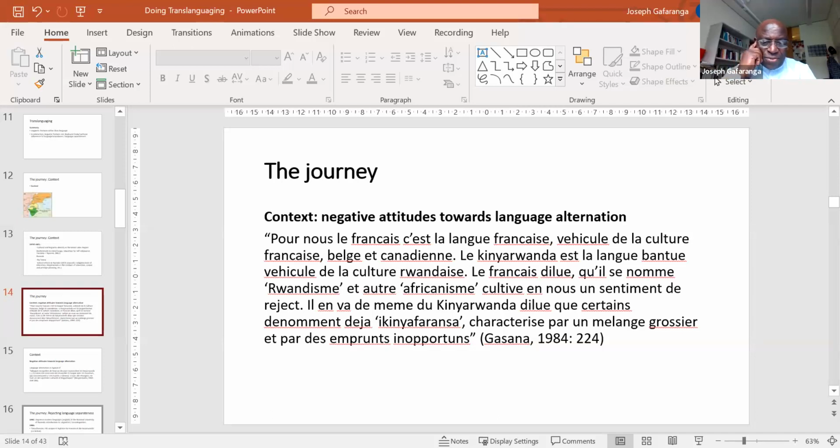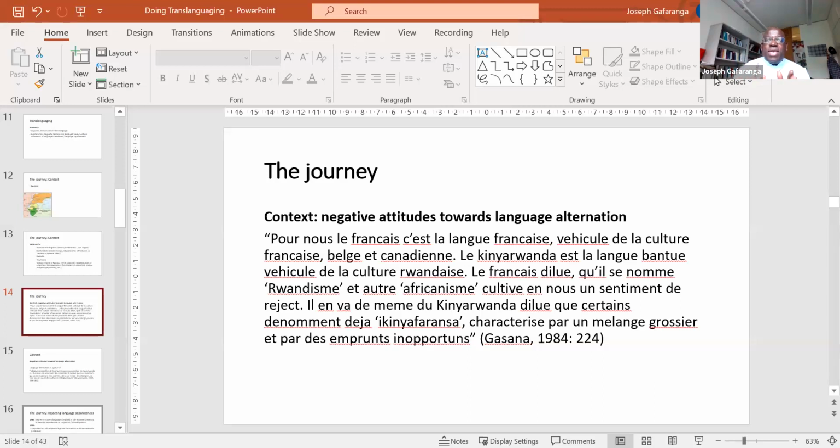And I'm quoting from two linguists here, my former colleagues, in fact, well, colleagues because they were so much older than me. So you have the first one, Gafaranga, saying that he believes in French as the language of France, which is a vehicle for French culture in Belgium and Canada, and Kinyarwanda as the Bantu language, which is a vehicle for the Rwandan culture. And he goes on to say diluted French, however you call it, is abhorrent, and so is diluted Kinyarwanda, that some are already calling Ikinyarwanda, which is characterized by a rude mixture of the languages and by inappropriate borrowings.